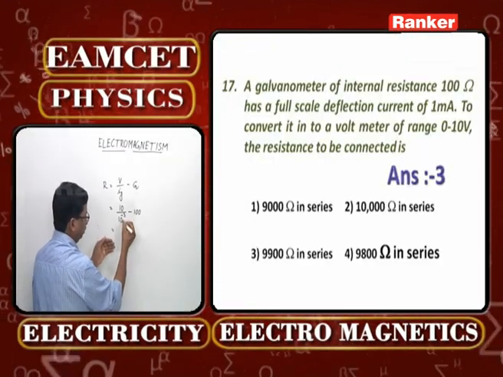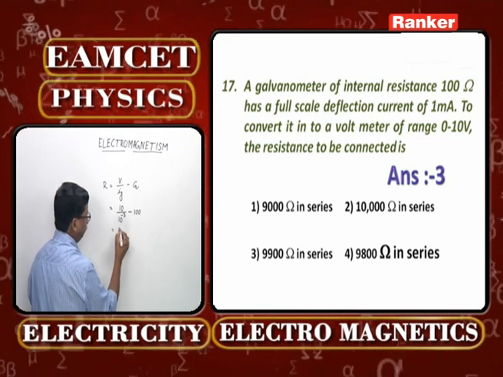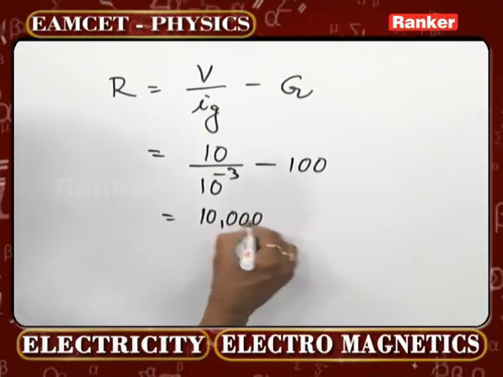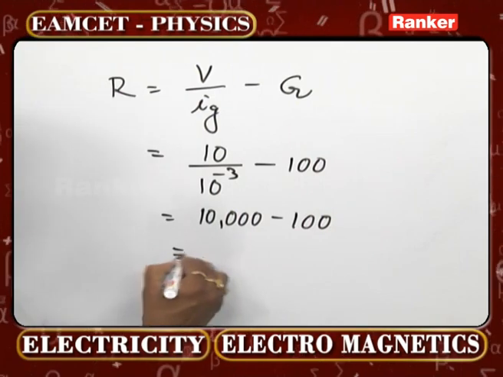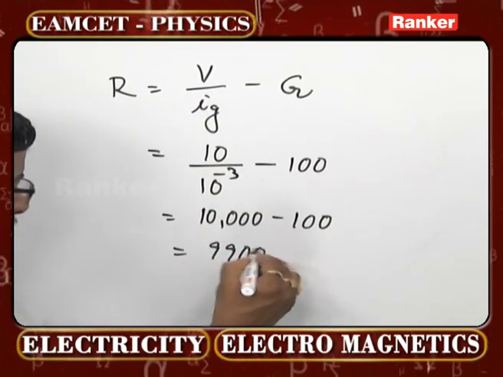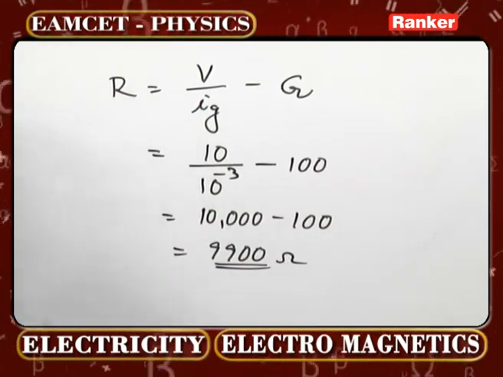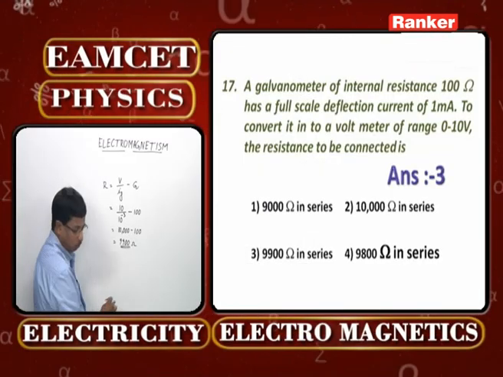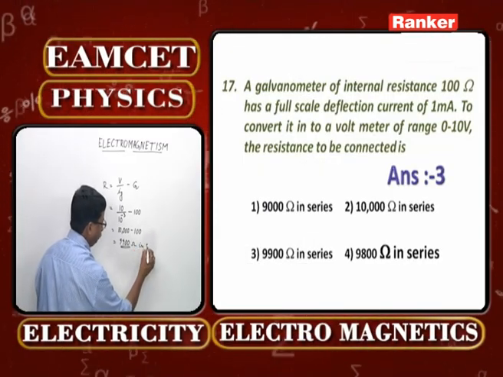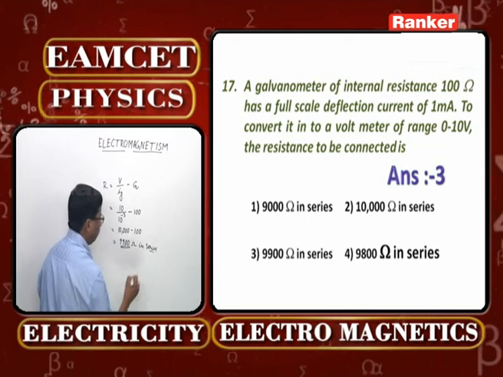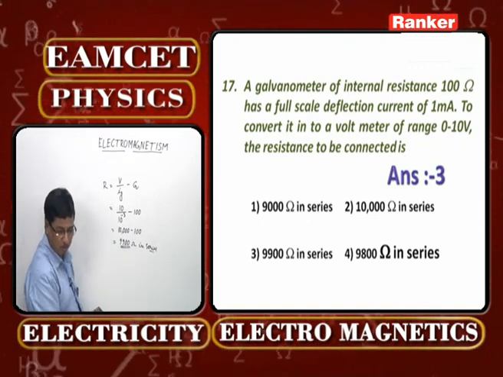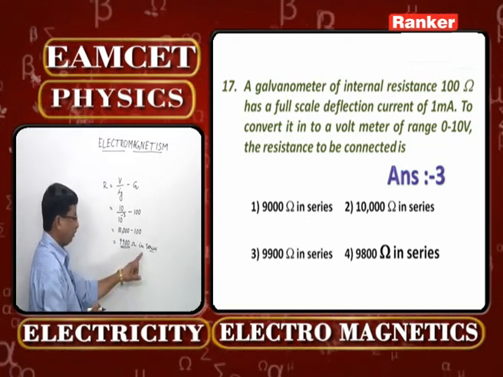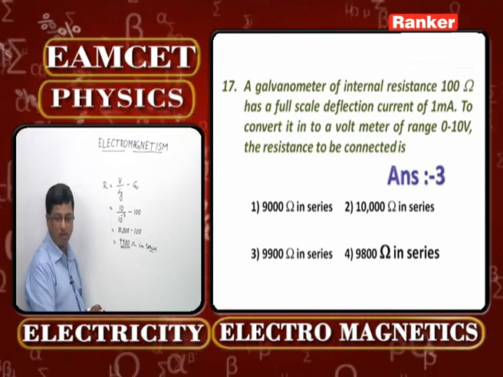This 10 cube into 10, that is 10,000 you are getting, minus 100, 9,900 you are going to get ohm. 9900 ohm connected in series, because this is a voltmeter. That is the point you have to understand. Option is the third one, which is correct over here.